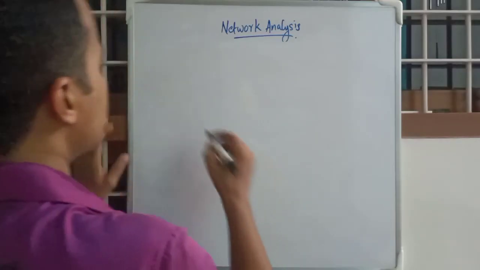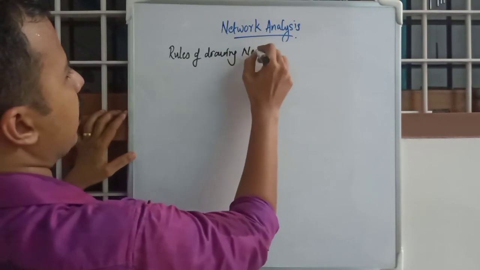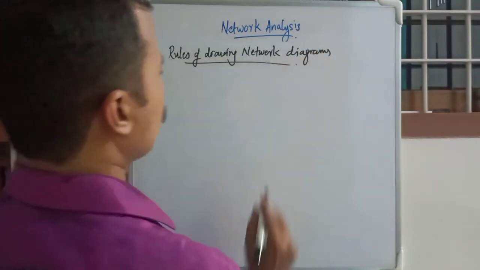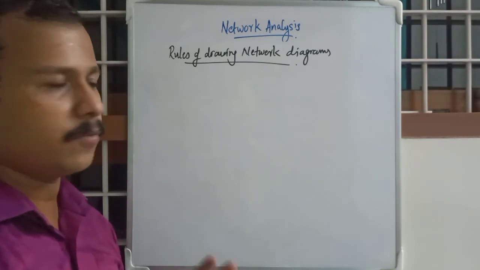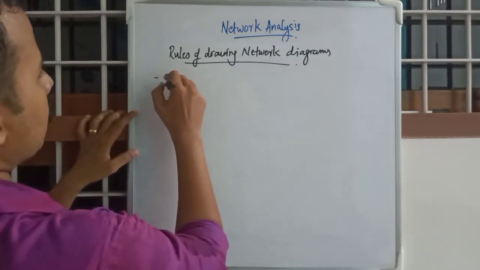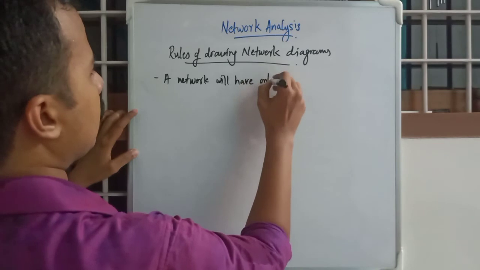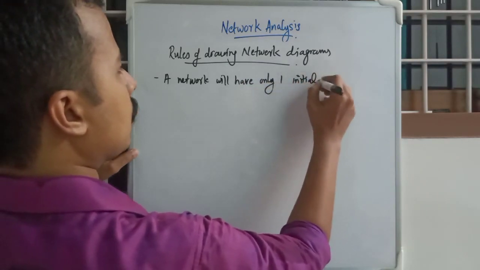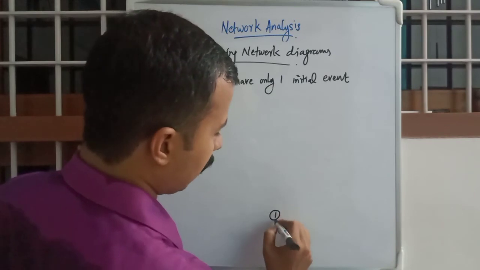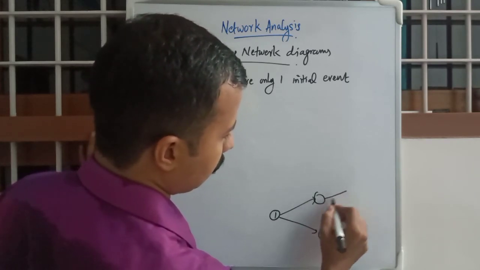Next we are going into rules of drawing network diagrams. There are a set of rules, 9 or 8 set rules for drawing a network diagram, and first one we will start right away. First one, a network will have only one initial event. Okay, so if this is a network diagram, it will be having only one initial event, and the events will be starting from here, like this.